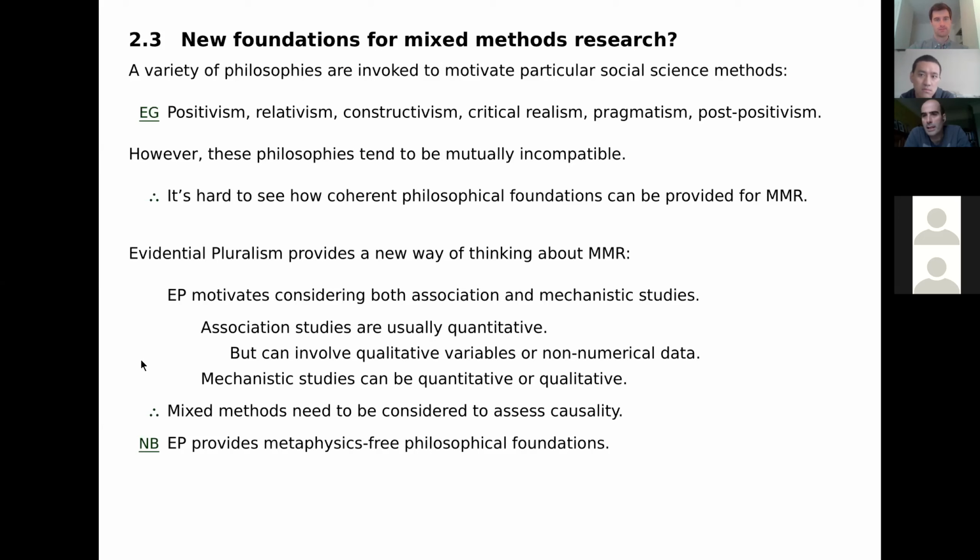So you're going to need a mixed methods approach in order to properly assess causality, because often the association studies and mechanistic studies will contain a mixture of quantitative and qualitative studies. So evidential pluralism provides a means to argue in favor of mixed methods research. You need a mixed methods approach if you're to properly evaluate both mechanistic and association studies.